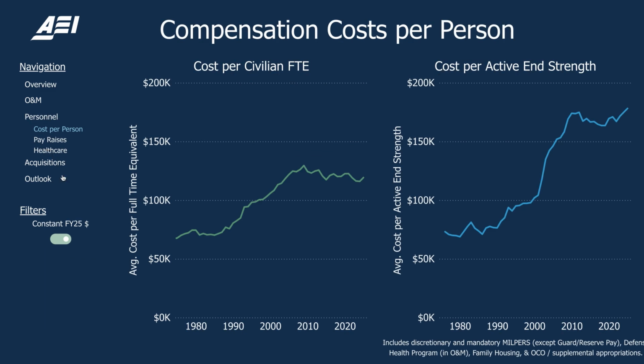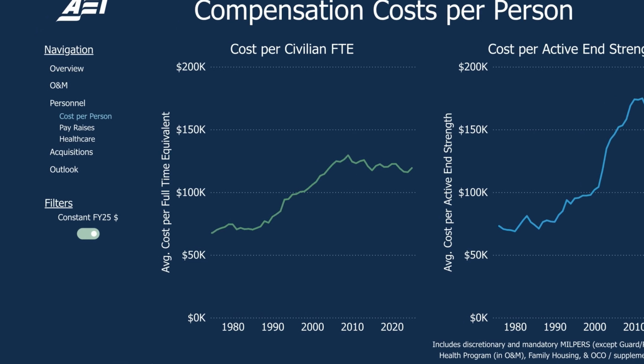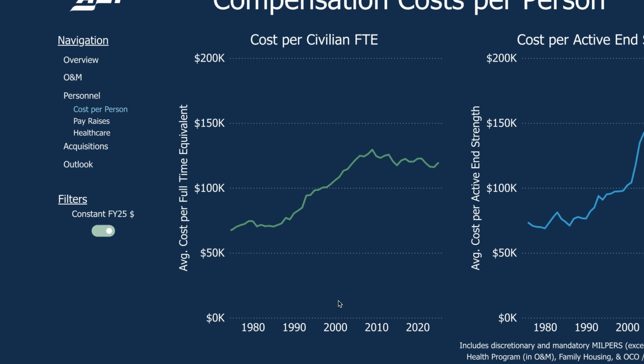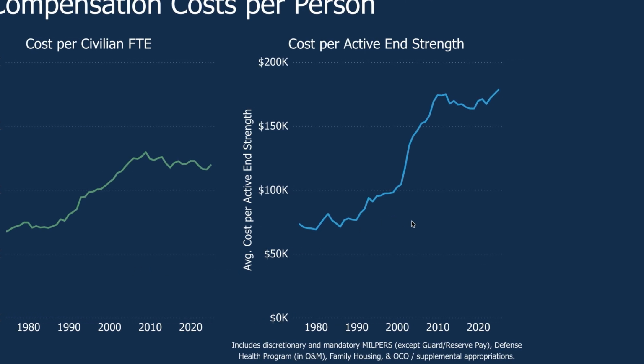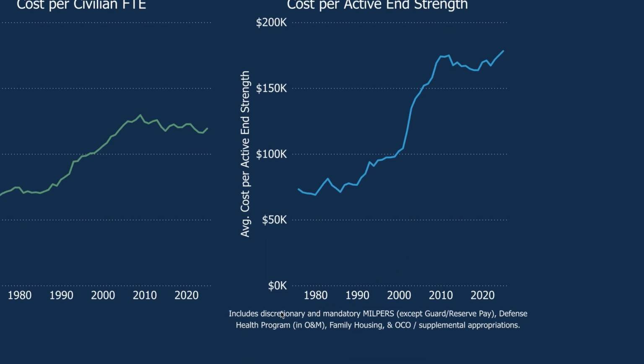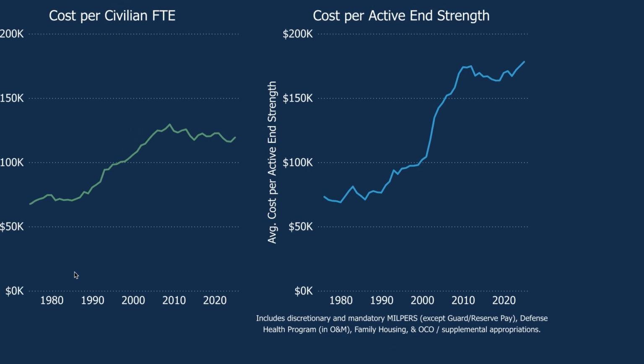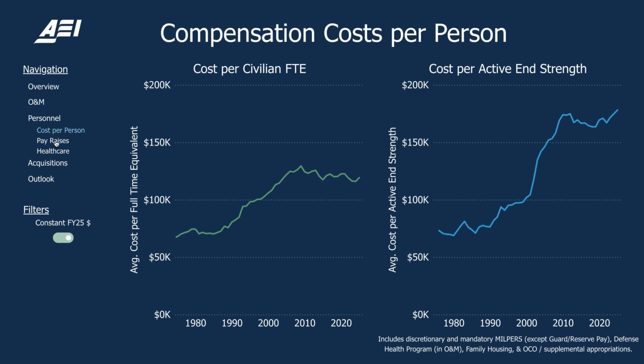If you go to the personnel section of the tool, the cost per person shows on the left-hand side the average cost per DoD civilian, full-time equivalent in the force. These are total costs incurred by DoD for the civilian workers. On the right-hand side, it shows the average cost per active duty service member. And keep in mind that the cost per service member is not just military personnel costs, it also includes healthcare costs, which is in the O&M part of the budget, family housing, and other personnel-related costs.